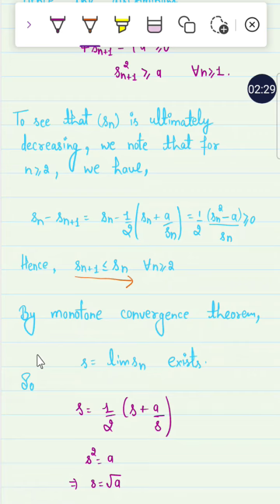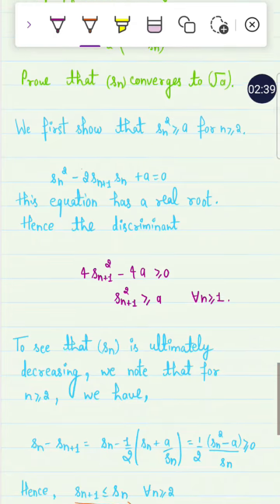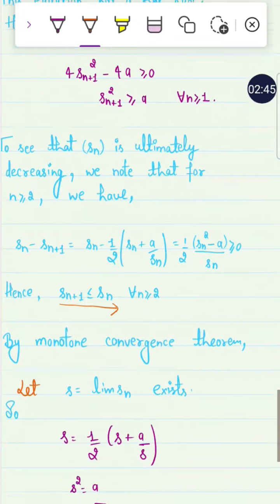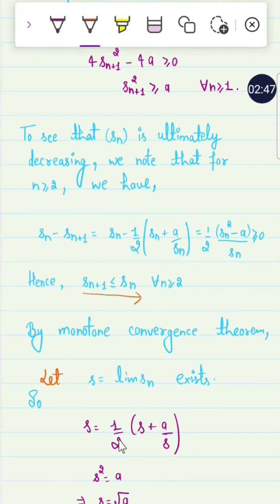Now let s be the limit of sn, which exists. Put it in the relation s(n+1) equals 1/2 (sn plus a upon sn), right? So it gives s equals 1/2 (s plus a upon s), which gives s square equals a, and s equals root a. This is the final solution for this.